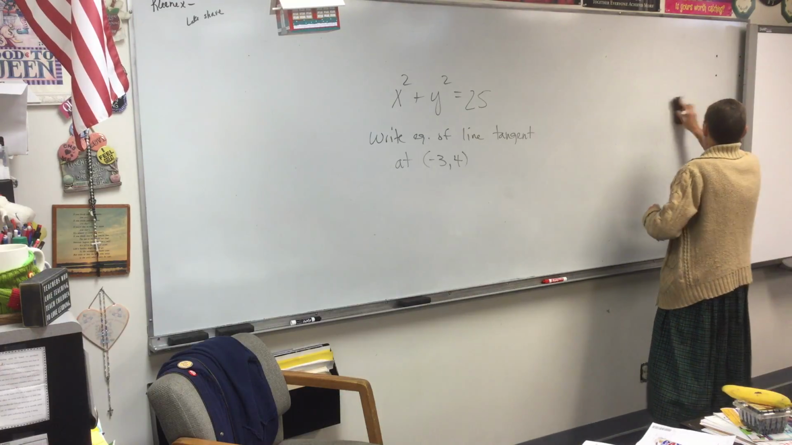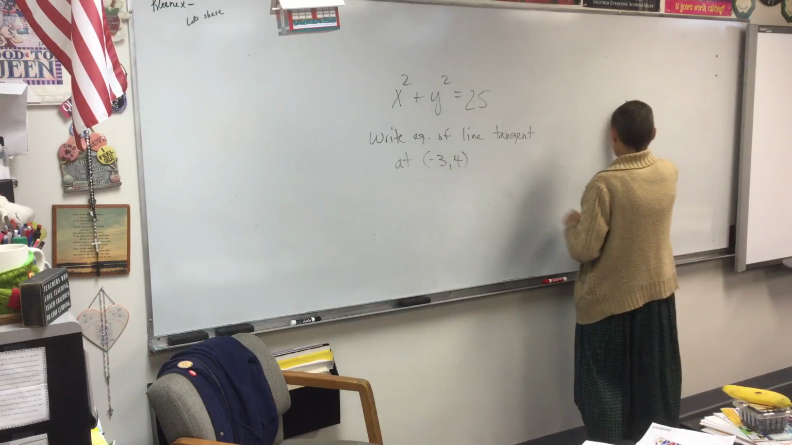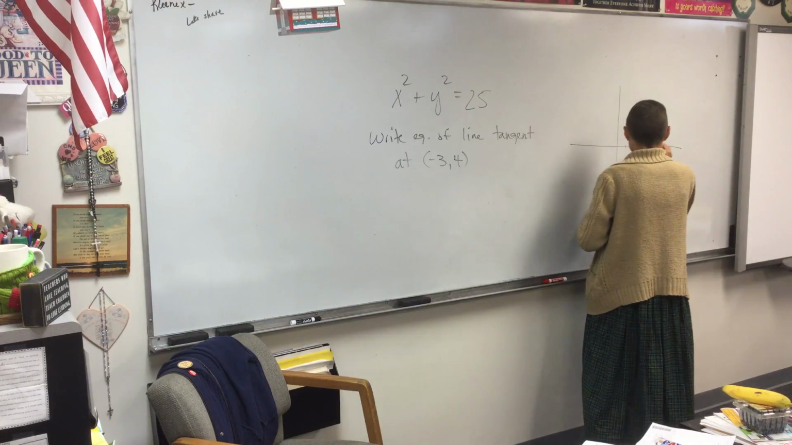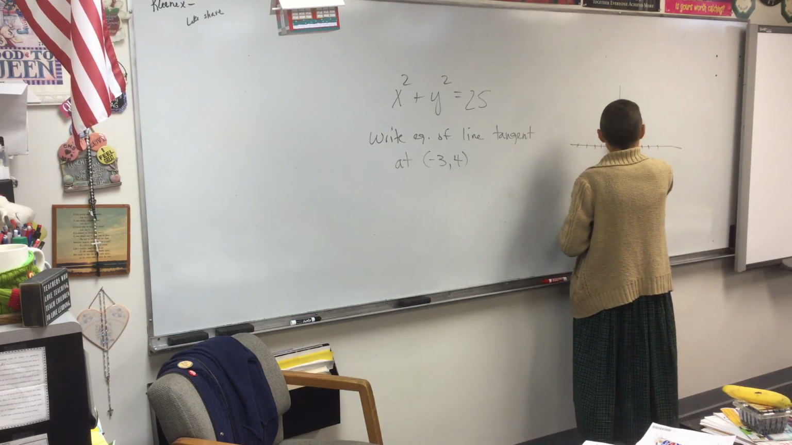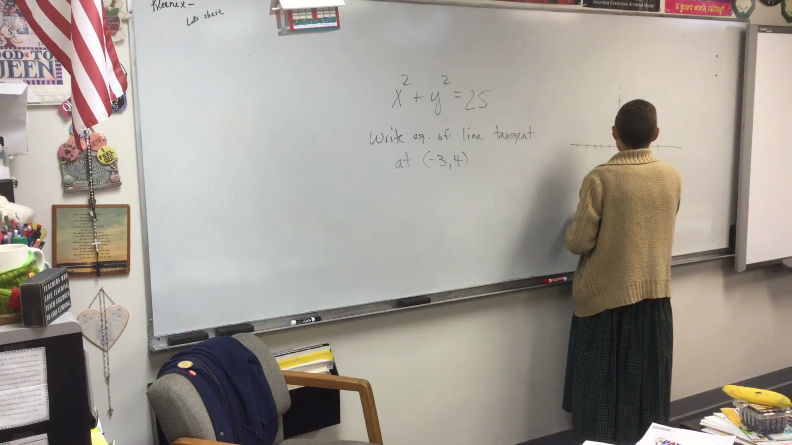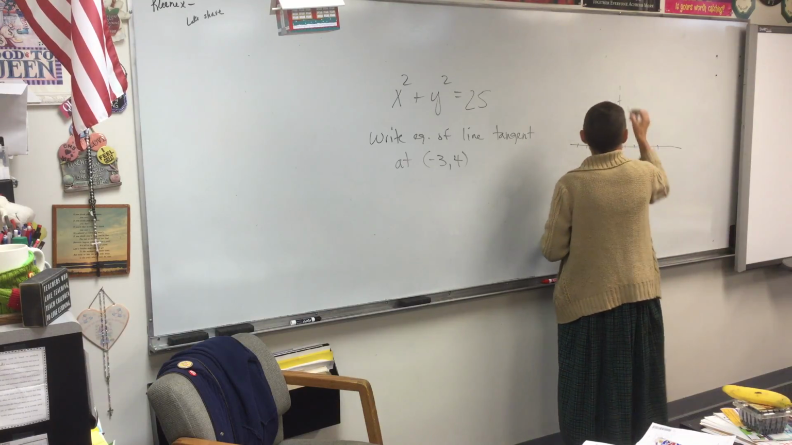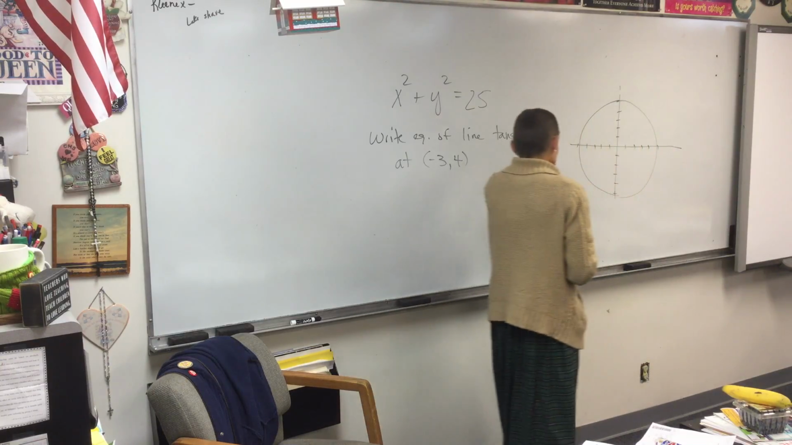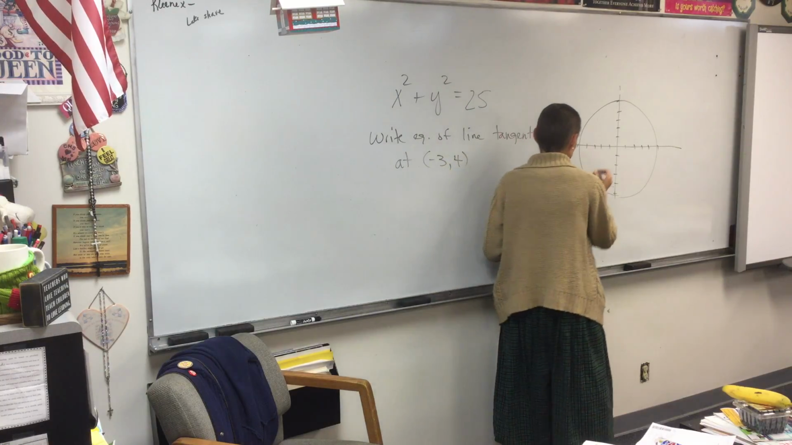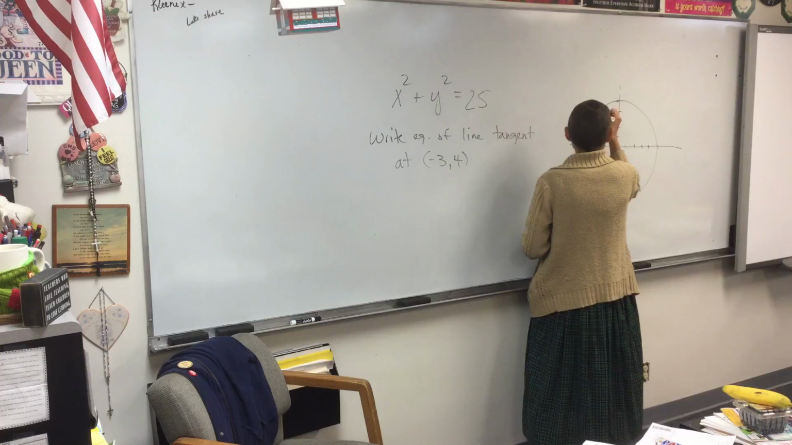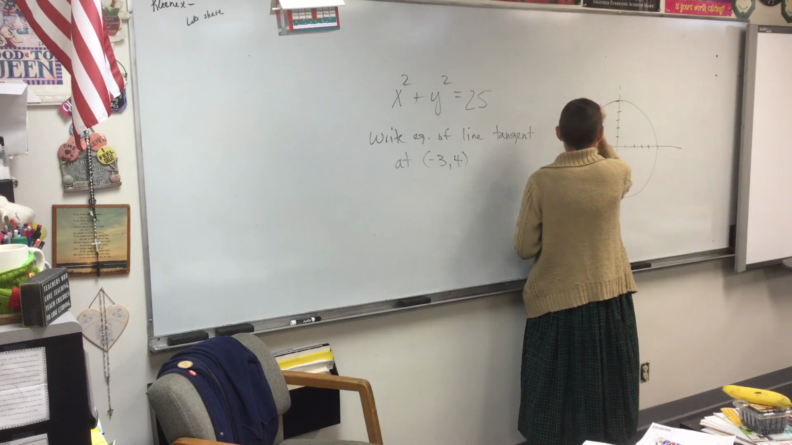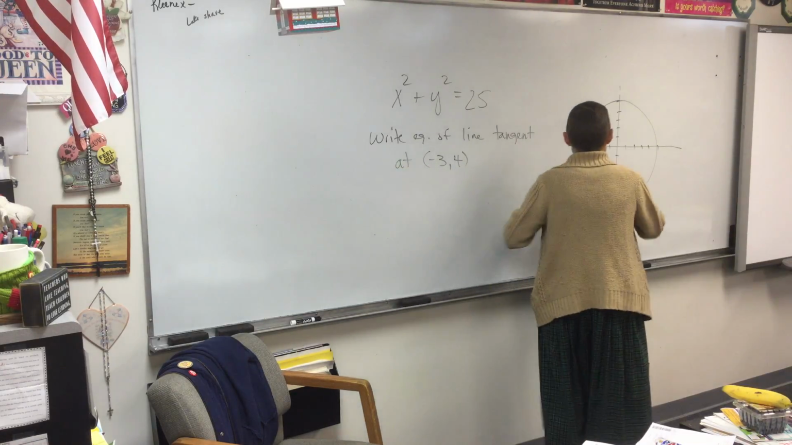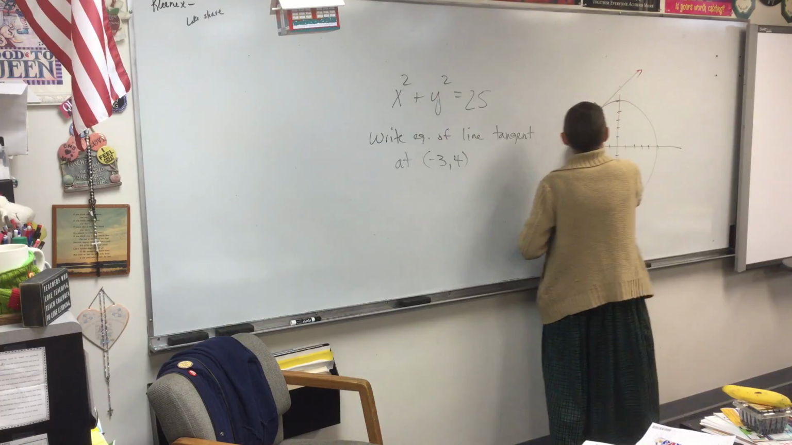Okay, so the situation is, this is a circle, right? What do I know about that circle? It's centered at the origin and has a radius of 5. So there's my circle centered at the origin with a radius of 5, and there's the point -3, 4. And my job is to write the equation of that line right there.